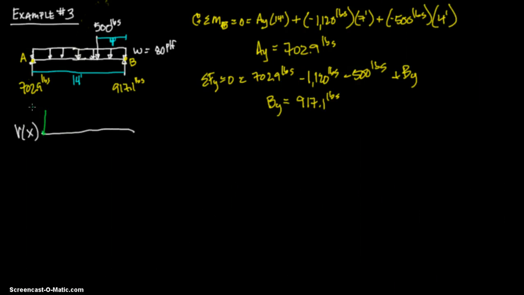We go up 702.9. Let's define the units over here. We're going to go down 80. So 80 times how many feet? 10 foot. Equals 800. So 702.9 minus 800 is negative 97.1. So we're right below it. Negative 97.1. Then that's going to be a linear slope because this is uniform.